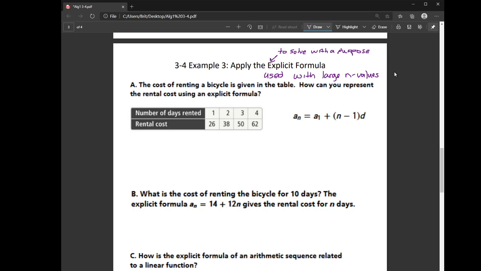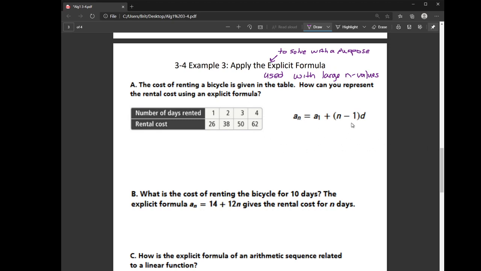But what if you want to find out the 5 millionth term in the sequence? You're not gonna want to sit there and plug in 5 million values over and over and over again. So instead, we solve with a purpose. We use the explicit formula to very purposefully cherry pick the 5 millionth term out of the sequence.